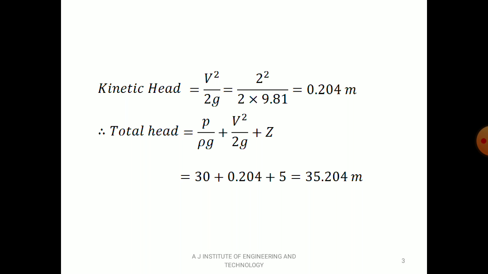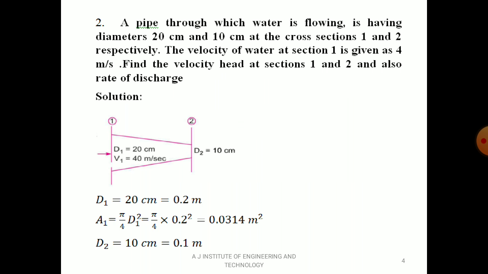So there is a value of total head. Total head, you have to remember, is a summation of pressure head, kinetic head and datum head or potential head. So the answer is 35.204 meter. So that is the first problem.